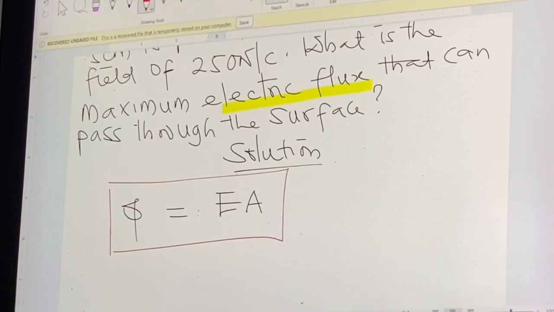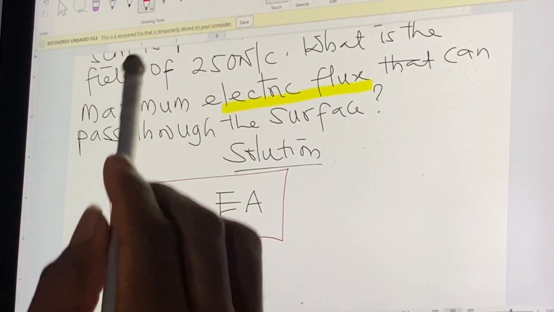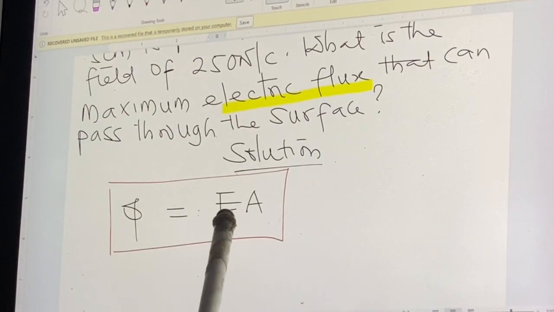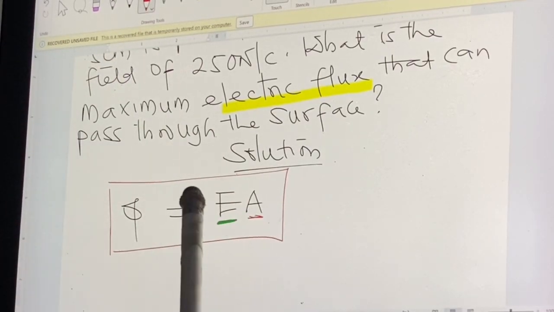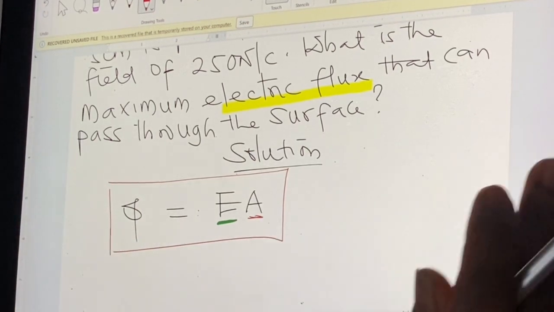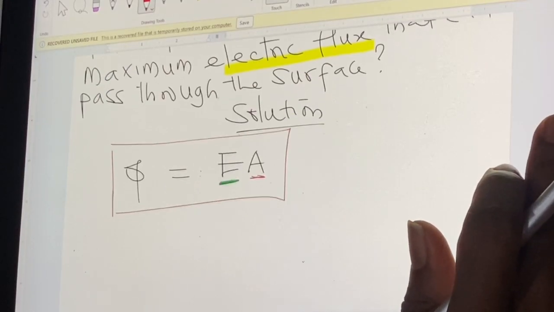Okay? So this is for electric field when theta is not given. The electric flux here will be equal to EA, where this E represents electric field and this A represents area, depending on the shape mentioned in that particular equation. Please take note. So if you look into the question here, they say hemispherical.